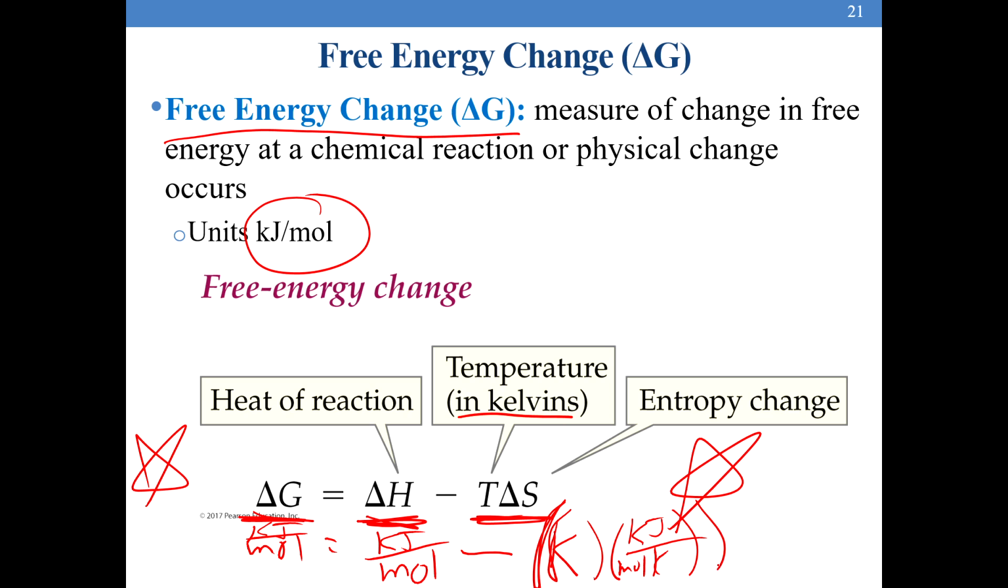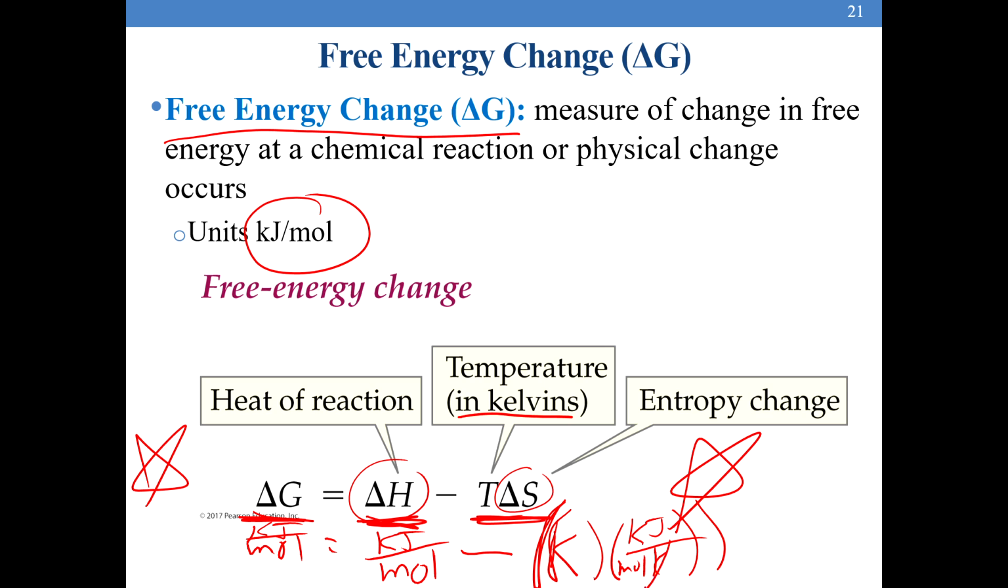Do keep in mind, if you're asked to find Gibbs free energy or this free energy in kilojoules, every component, enthalpy and entropy, has to be in kilojoules. You may be provided with, say, entropy in joules per mole Kelvin, and therefore you need to convert it into kilojoules before you use this equation.